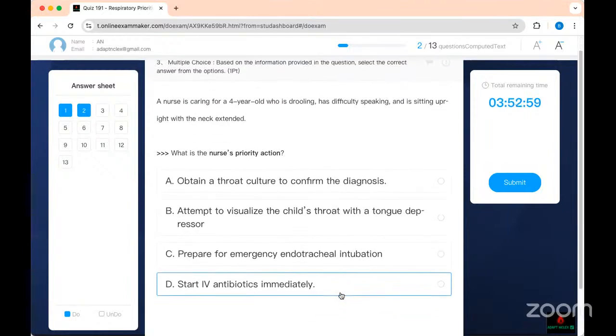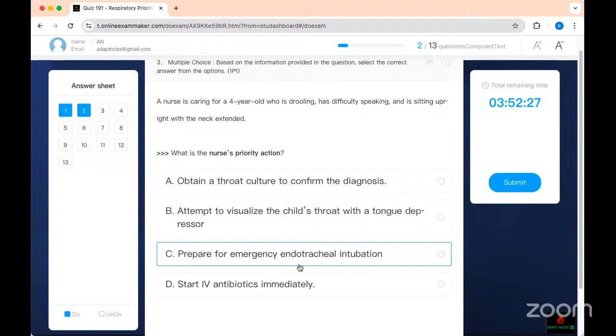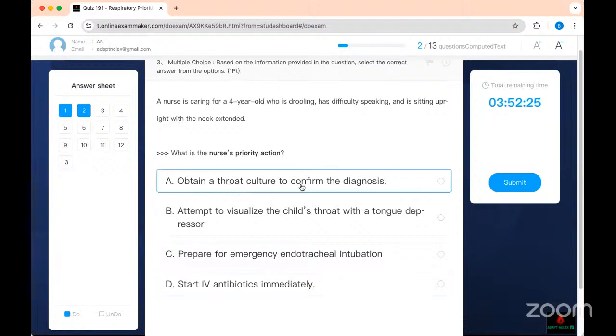And this is caring for a 4-year-old who's drooling, has difficulty speaking, and is sitting upright with the neck extended. What do you think? That's the tripod position. What would you do? This patient has what? The buzzwords are drooling, difficulty speaking, sitting upright. This is epiglottitis.